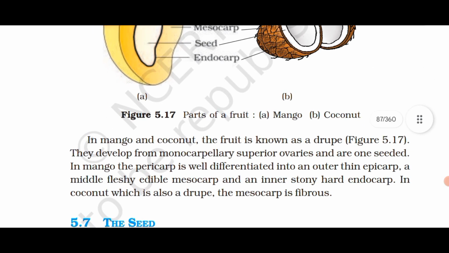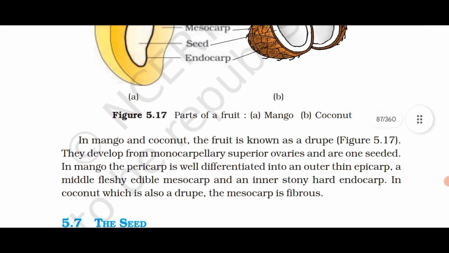In mango and coconut, the fruit is known as a drupe. They develop from monocarpellary superior ovaries and are one-seeded. In mango, the pericarp is well differentiated into an outer thin epicarp, a middle fleshy edible mesocarp, and an inner stony hard endocarp. In coconut, which is also a drupe, the mesocarp is fibrous.